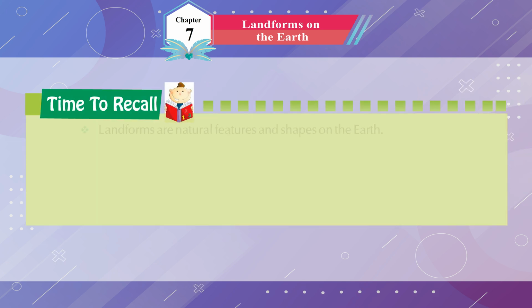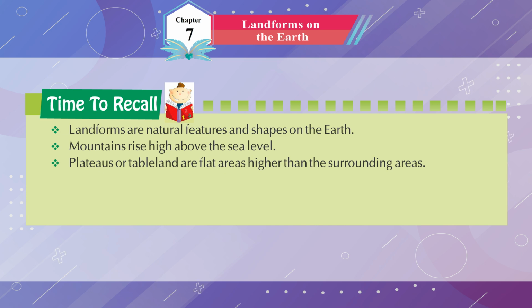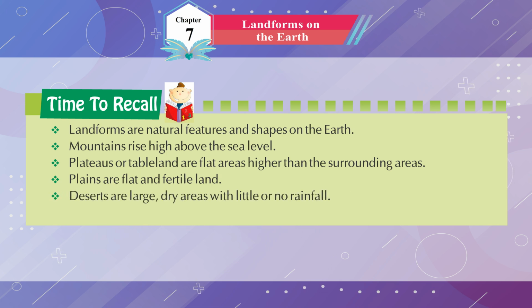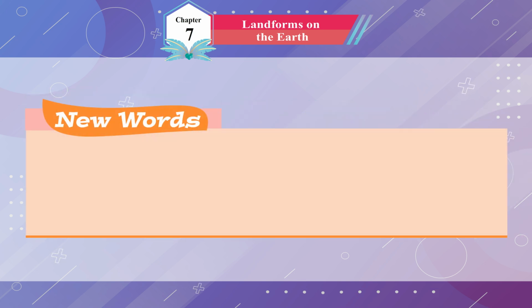Time to recall. Landforms are natural features and shapes on the earth. Mountains rise high above the sea level. Plateaus or tableland are flat areas higher than the surrounding areas. Plains are flat and fertile land. Deserts are large, dry areas with little or no rainfall. Oceans, seas, lakes and rivers are some important water bodies.